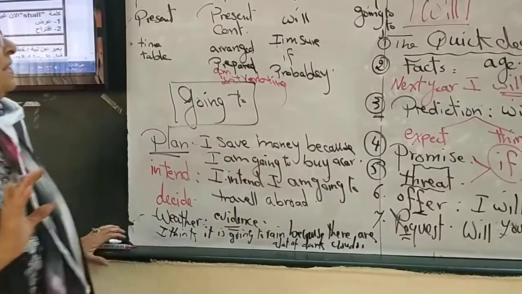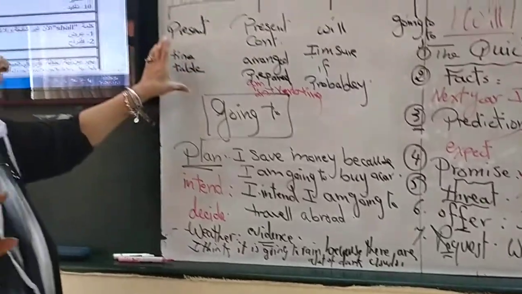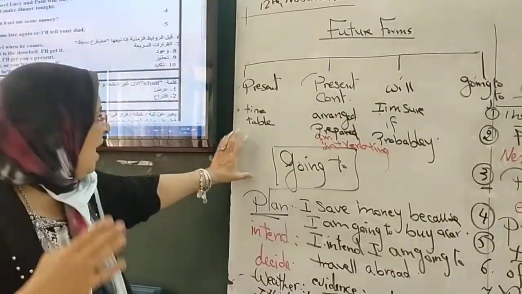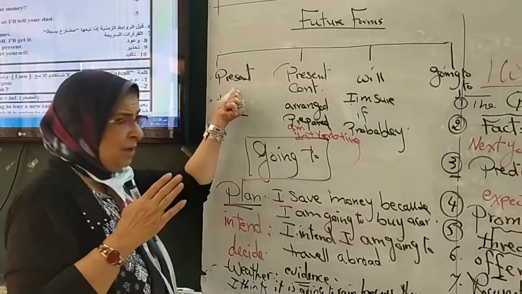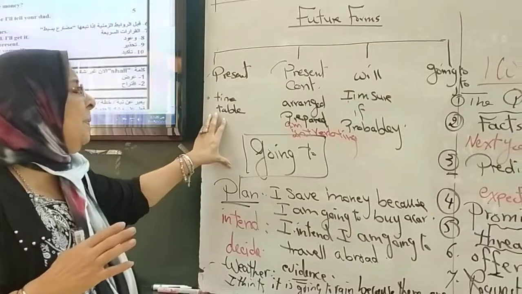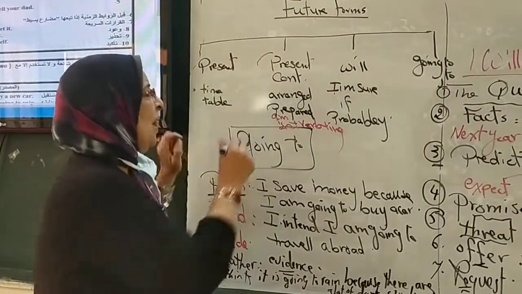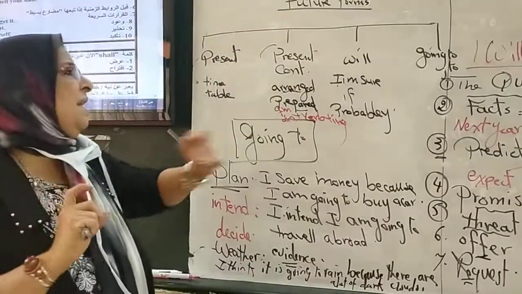That's all, my students, concerning the future simple. Okay? Again, I'm going to revise. We used 4 ways to express the future. Number 1, the present simple, if you have a timetable. And I told you, for the present continuous, you must have arranged, prepared, or booked the ticket and so on.